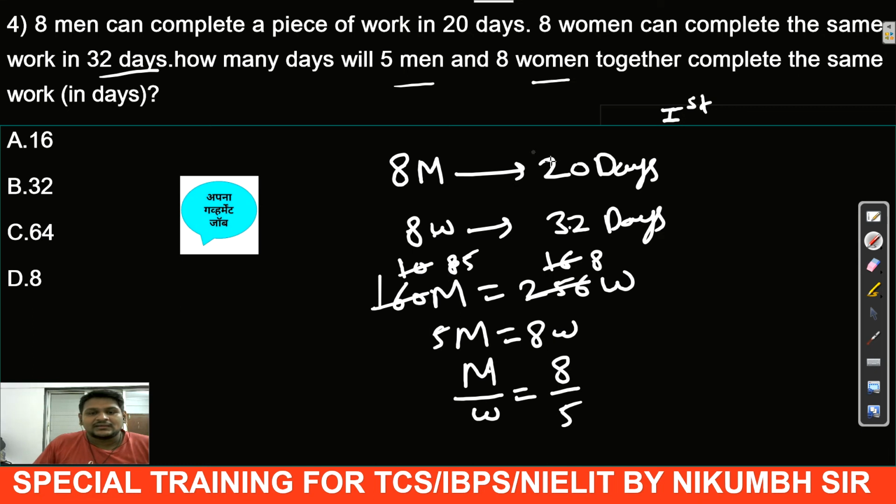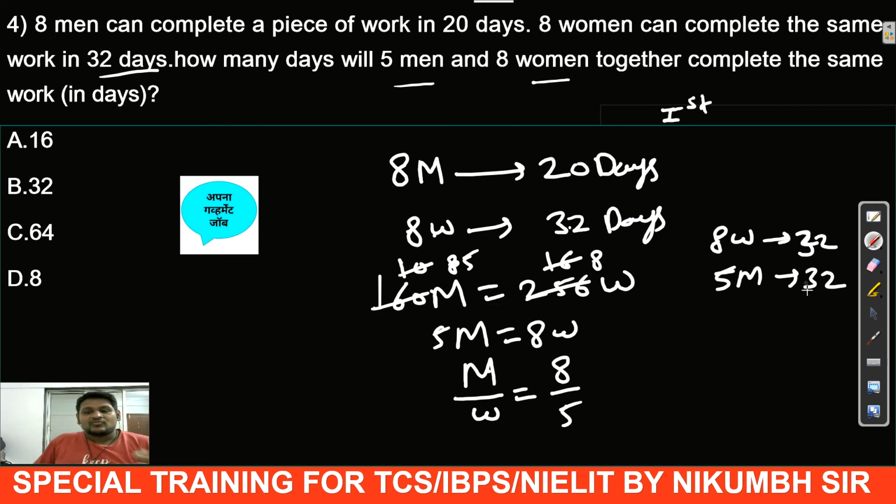Now how to apply? I want 5 men plus 8 women. From here I got that the 5 men's work is equal to the 8 women's work. And how much do 8 women do? 8 women do the work in 32 days. So obviously 5 men can complete the same work in 32 days.